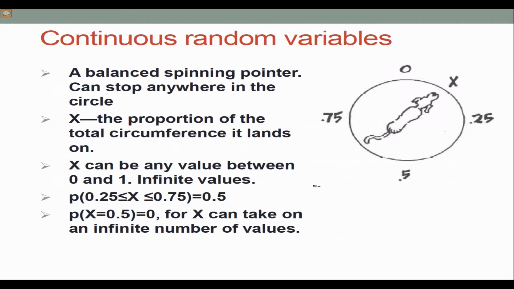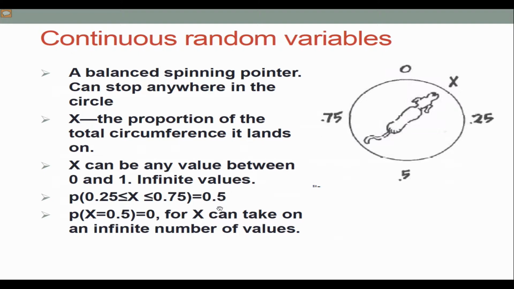Is that okay? So for a continuous random variable, suppose we want to find the probability that x has a value between 0.25 and 0.75. From 0.25 to 0.75, the probability for x is just half, right? If x could be anywhere on this circle, what's the probability that x lands between 0.25 and 0.75? The probability is 1/2.